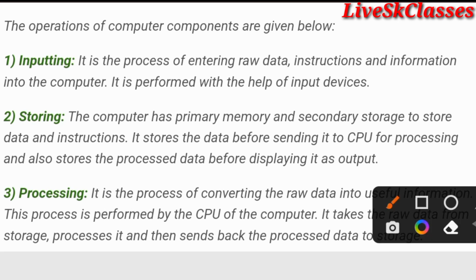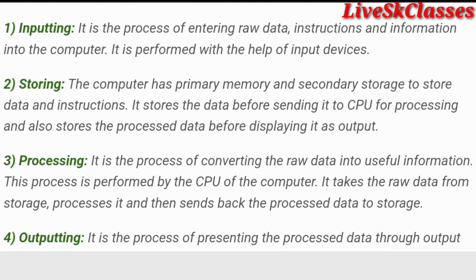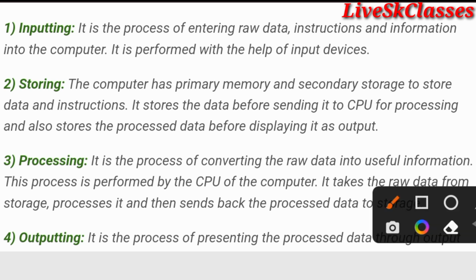The second is storing. The computer has primary memory and secondary storage to store data and instructions. It stores the data before sending it to the CPU, the central processing unit, for processing, and also stores the processed data before displaying it as output.